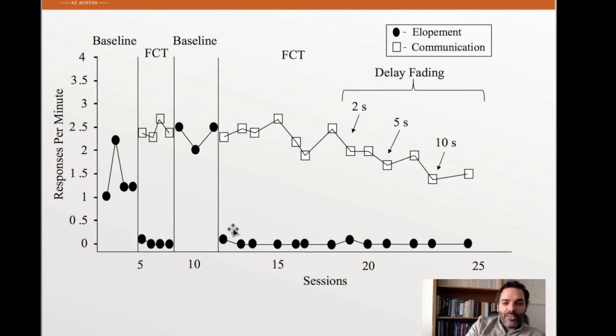When we reversed back to the treatment, we see an immediate drop in challenging behavior back to the same levels that we observed in the initial intervention, and we see relative stability, we see the immediacy of effect, we see the low level of challenging behavior, and in addition, when we look at the communication, adaptive responding here, adaptive behavior, we see high levels of appropriate communication.